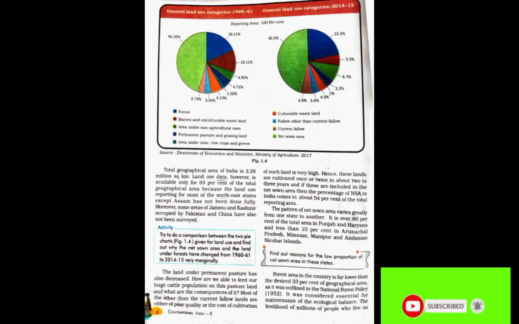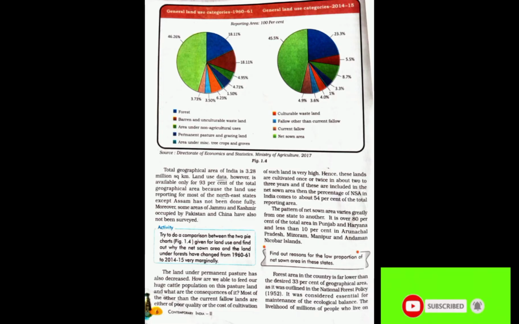The pattern of the net sown area varies widely from one state to another. It is mostly over 80% of the total area in Punjab and Haryana and very less than 10% in Arunachal Pradesh, Mizoram, Manipur and Andaman Nicobar Islands. The total area occupied by forest is 33%, which is far lower than the estimated geographical area, which was outlined in the National Forestry Policy in the year 1952. It was considered mandatory for the maintenance of the ecological balance.